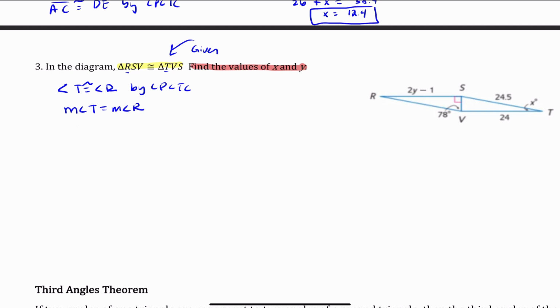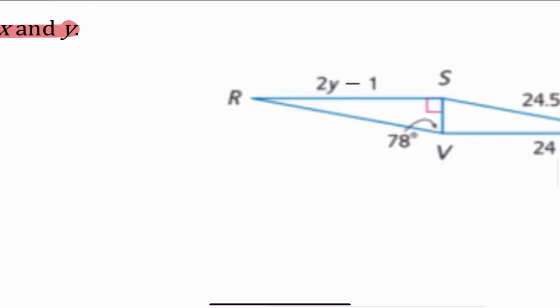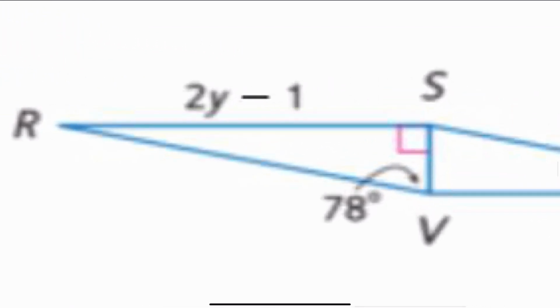Then I'm going to use the substitution rule, because measure angle T is x, and here is measure angle R. Well, we don't have anything for measure angle R. There's nothing right there. But if we take a look at the triangle very closely, we see that this angle here is 78. This here is 90 degrees. So how long is this angle?